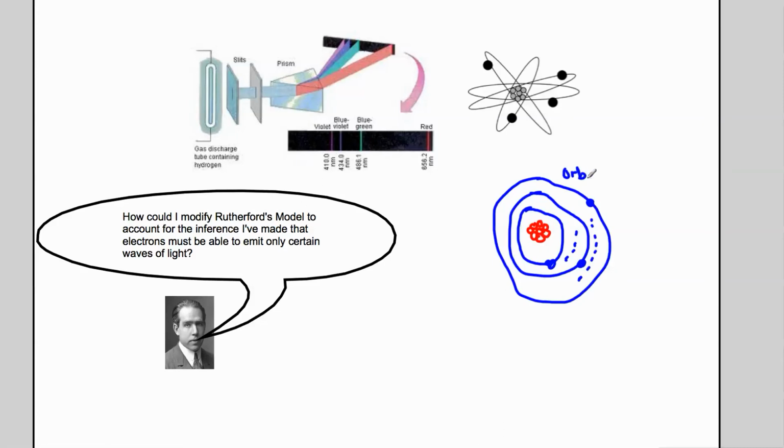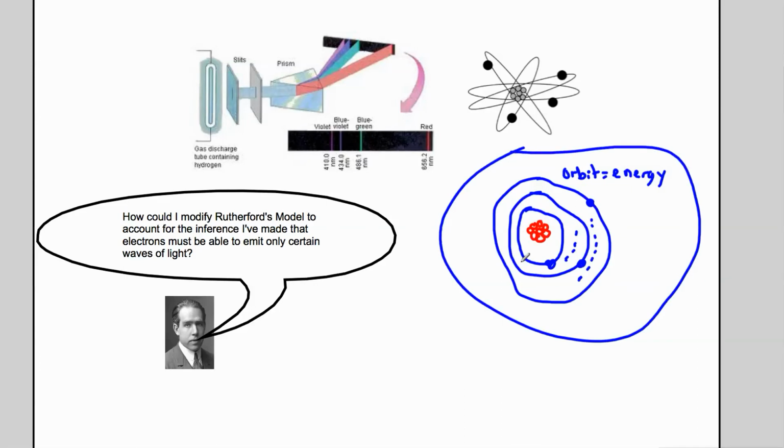So orbit equals energy. And so he was thinking, well, if they can be in only particular orbits, then they would give off only particular energies, and that would account for why I see only particular waves of light. And so this is Bohr's model of the atom. Essentially, take Rutherford's, and instead of having random orbits, have very particular orbits.